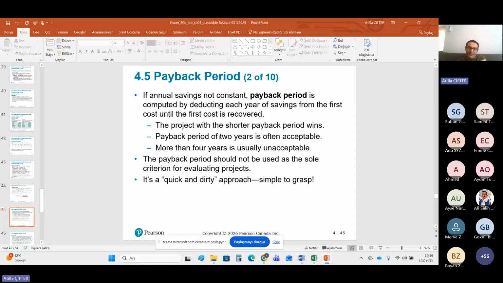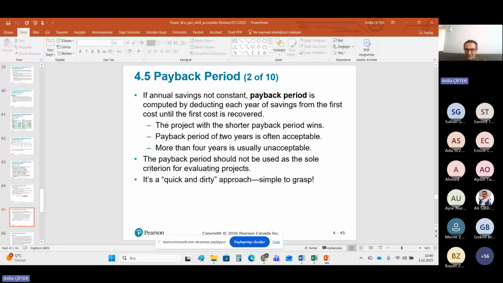So what we know is, if the project has a shorter payback period, then it's better because it means we initially covered this project sooner. If the payback period is 2 years, then it's often acceptable because 2 years is forecastable. And more than 4 years is usually unacceptable. Like today, you make an investment, and this investment will cover the cost in 10 years, for instance. Usually, it's not accepted.